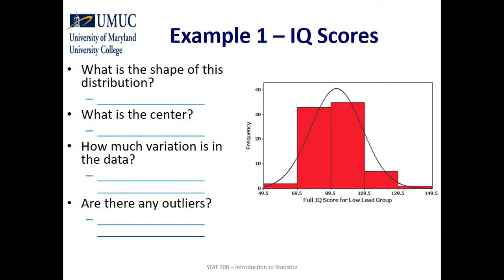So what is the shape of this distribution? Yeah, it's roughly bell shaped or normally distributed. Where is its center? It's somewhere around 90, I would say. How much variation is in the data?